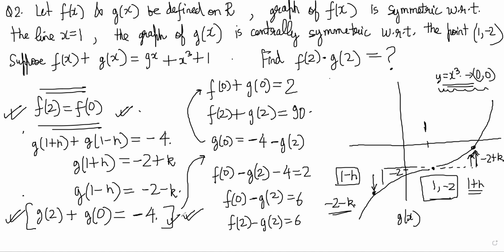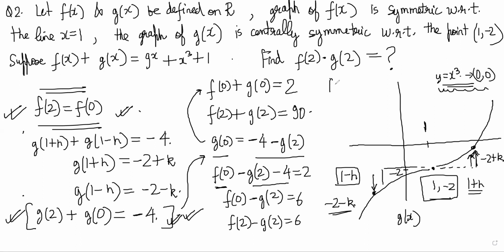We have used this result to get g of 0 as this, and then f of 0 plus g of 0 is 2, and instead of g of 0 I put this. So I got f of 0 minus g of 2 is equal to 6, and we also know that f of 2 is equal to f of 0. So now I got f of 2 minus g of 2 is 6.